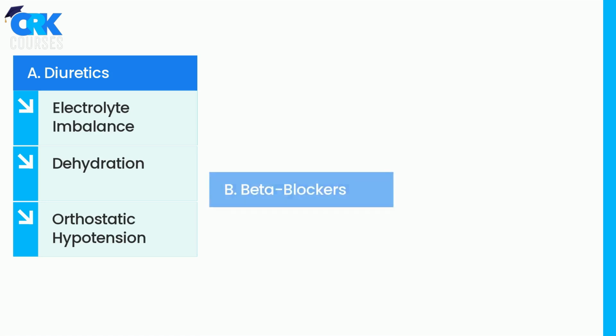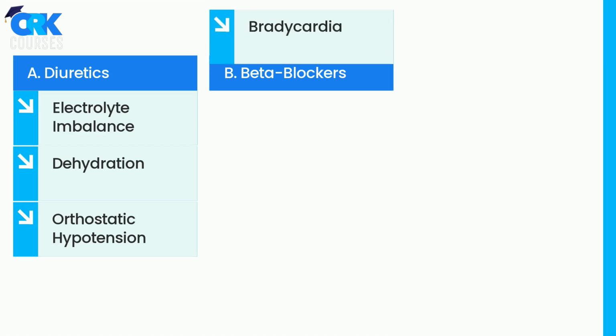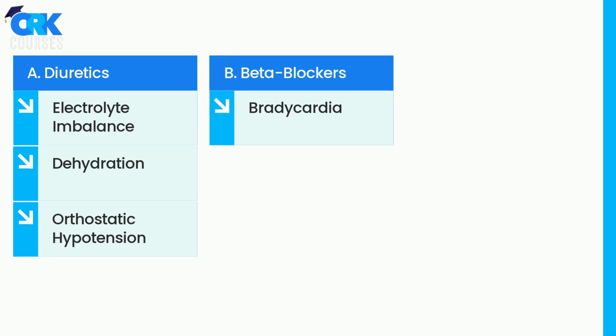B. Beta blockers. Beta blockers work by blocking the effects of adrenaline, leading to reduced heart rate and blood pressure. Some common ADRs associated with beta blockers include bradycardia. Beta blockers can lower heart rate, leading to bradycardia, heart rate less than 60 beats per minute, which may cause fatigue, dizziness, and fainting.